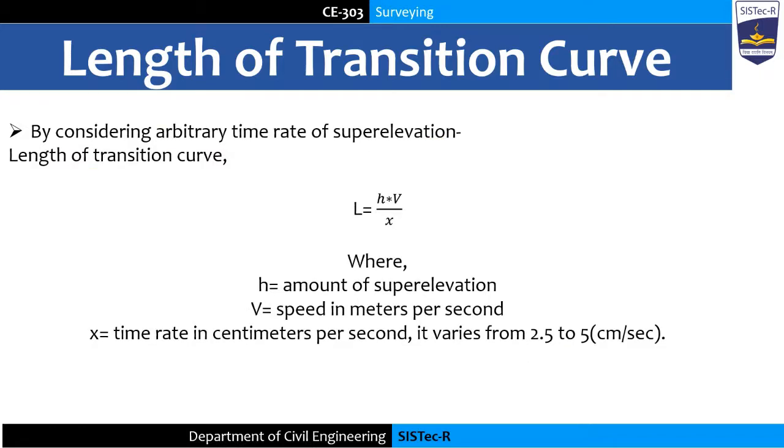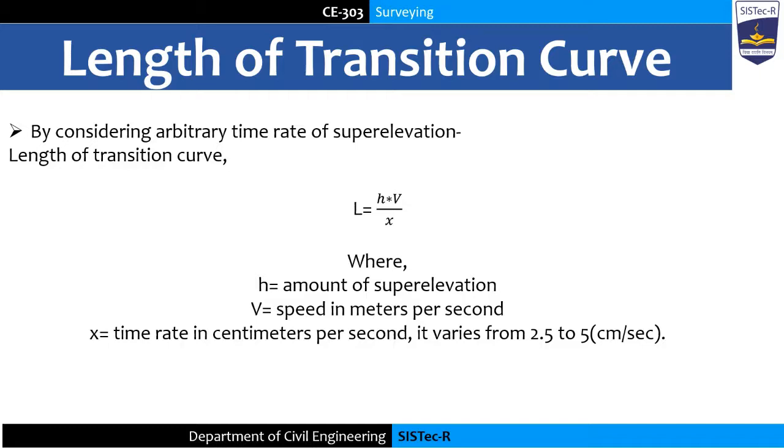Next criteria that we are having for the length of transition curve is by considering arbitrary time rate of super elevation. So by using this criteria, length of transition curve is L equals h into v upon x, where h is the amount of super elevation, v is the speed in meters per second, x is the time rate in centimeters per second. It varies from 2.5 to 5 centimeter per second.